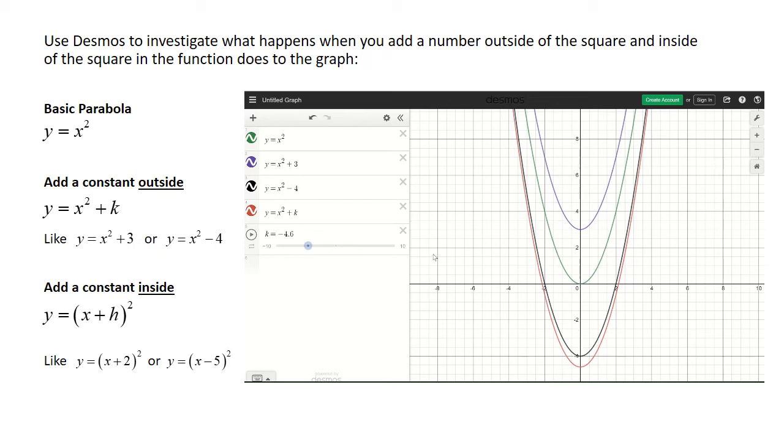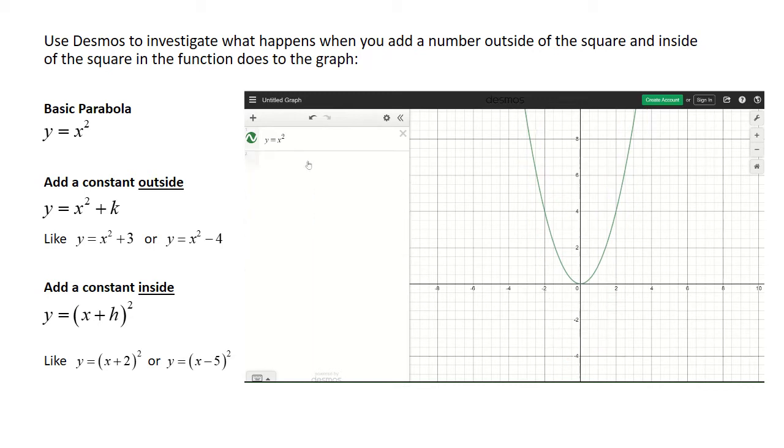Now, let's investigate what happens if instead of adding the number on the outside, we add it to the inside. And just to make this a little cleaner, I'm going to clear off my old graphs. So I'm back to the basic y equals x squared graph. This time, I want to add something on the inside. So I'm using a parenthesis.